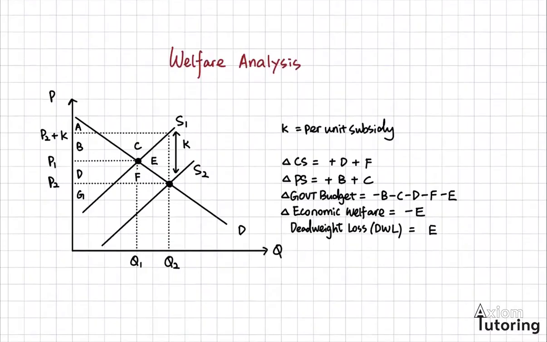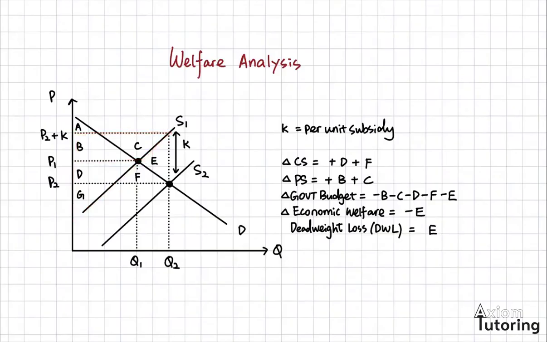The area of the consumer surplus increases from area A plus B to area A, B, D, and F. Consumer surplus increases by area D and F, while producer surplus increases from area D and G to area D, G, B, and C. So producer surplus increases by area B plus C.